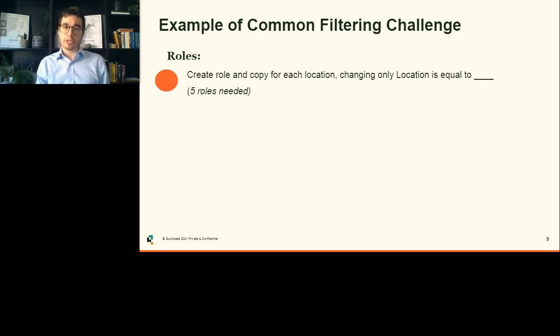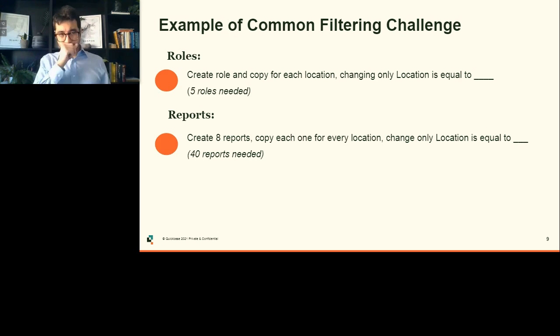And we're going to hard code their location or their department or their branch in there, right? In that case, we've got 5 roles. We copied it over and over again. Same idea with reports, right? We have 8 that we want to copy.